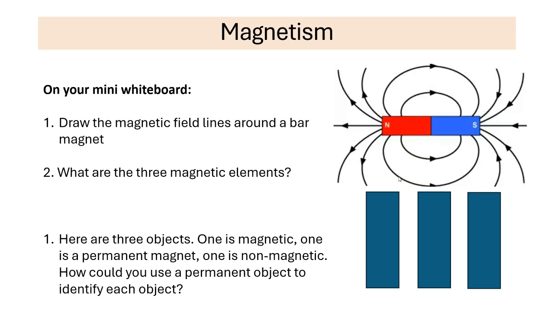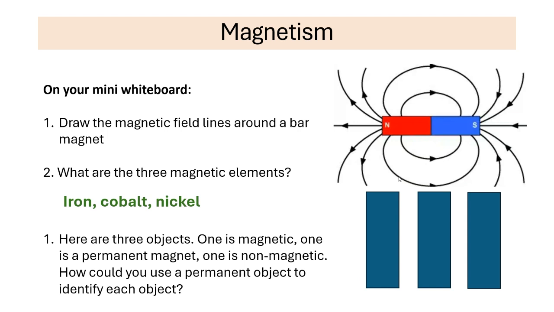The three magnetic elements, the most common one is iron, Fe. You also have cobalt and nickel. So those are the three magnetic elements. For the other question, if you put a permanent magnet next to a non-magnetic object, nothing will happen. The object will not be attracted to it. If you put a magnetic object next to a permanent magnet, this object is going to be attracted to it no matter which pole is facing it. So if you put a south pole next to a magnetic object, the object will be attracted. If you put a north pole next to a magnetic object, the object will also be attracted.